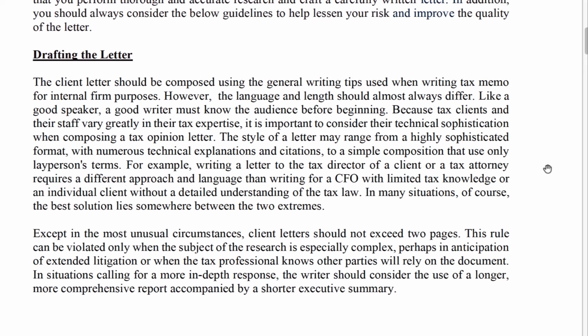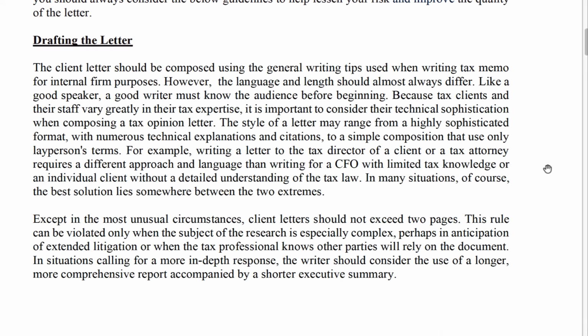So, drafting the letter. As I mentioned, we're talking about the client letter after you've prepared the tax research memo. If you have yet to prepare a tax research memo, go back, watch my videos, go look at the materials on how to write a tax memo. There are different tax memos that I go through, the basic tax memo, factors test. We're assuming that you've already watched all of those, okay?